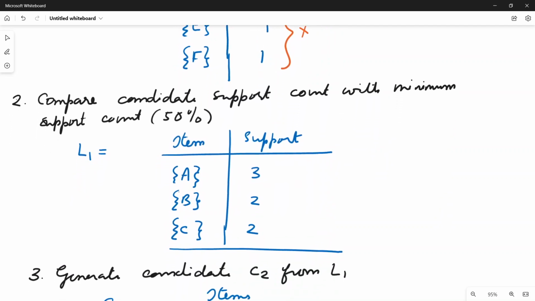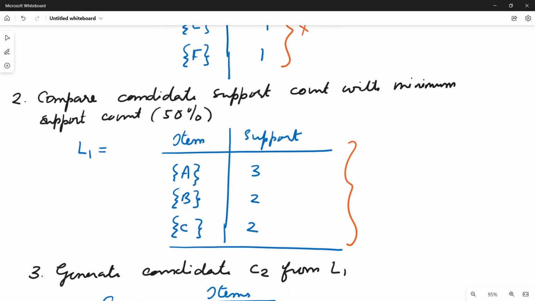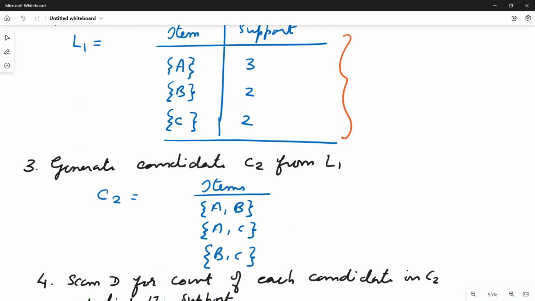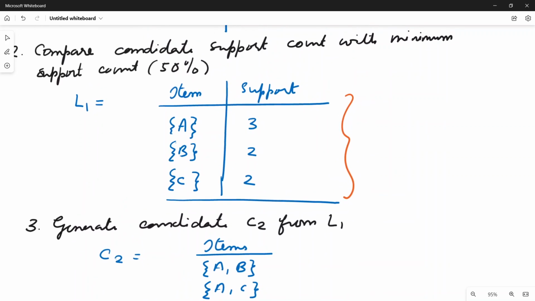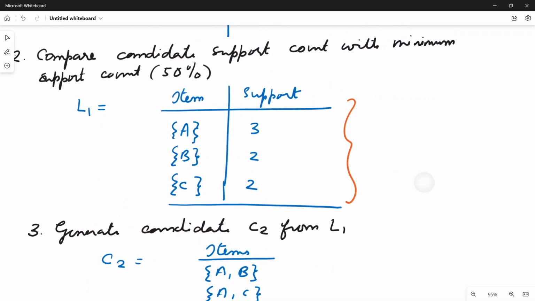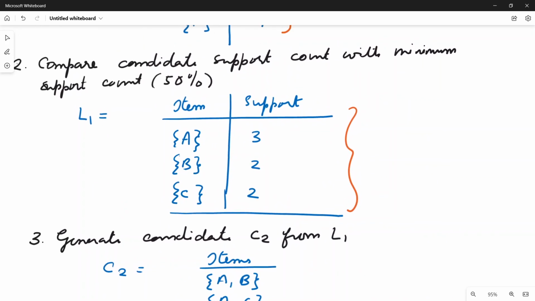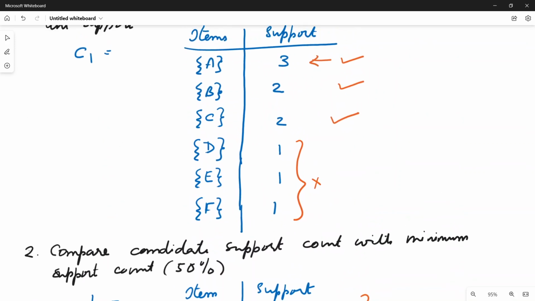This is the single item set we have found which occurs frequently. Now we have to generate the second set, because in the first step, from all the transactions and the items purchased, we considered the single item sets.